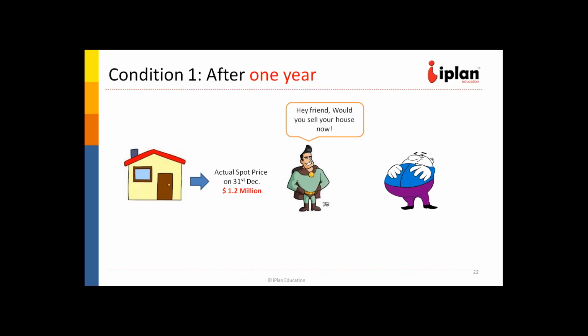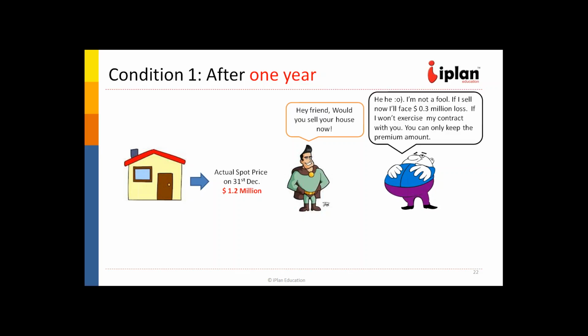Whereas he goes to the friend, he says, would you sell your house now? Now the friend says, I'm not a fool. If I sell, I'll face a loss of 0.3 million. And if I don't exercise my contract, maximum you're going to keep it what? 0.1, the premium I paid. So he'll deny. So if price falls, he will sell. If price goes up, the seller will not.